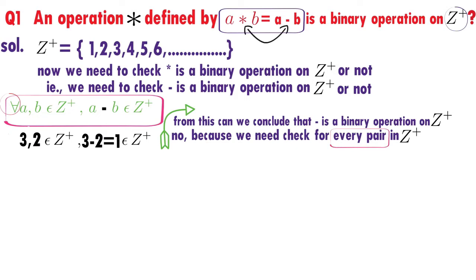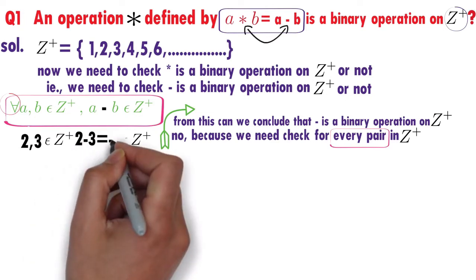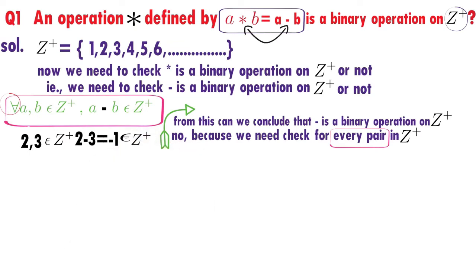If you can find one pair which is not satisfying this condition, then you can say that subtraction is not a binary operation on Z plus. We will see an example here. You take two positive integers, 2 comma 3. What is 2 minus 3? It is minus 1. Is minus 1 a positive integer? No. Minus 1 is not a positive integer.